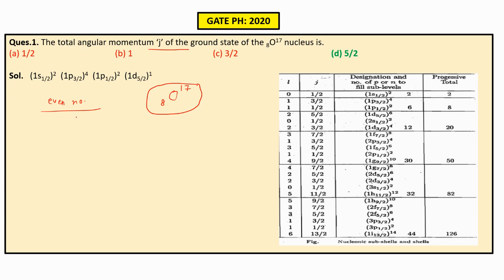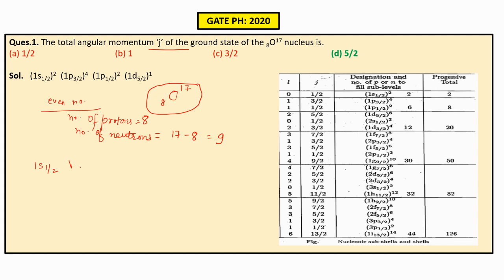See, in this, the number of protons is 8. And now you need to find out the number of neutrons. So 17 minus 8 is equal to 9. So now we start filling the subshell. 1s is 1 by 2.